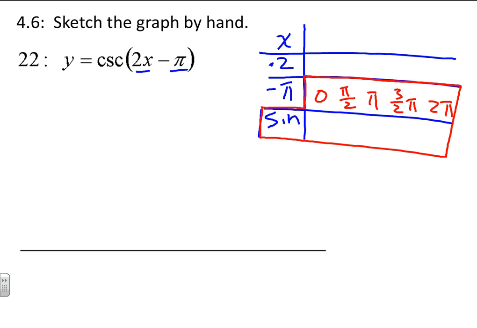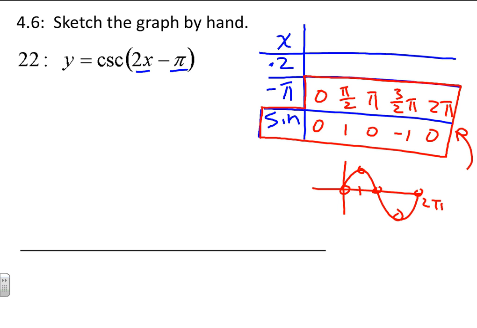Sine of 0, I'm thinking graph here. Right now I'm thinking about this. Sine of 0 is 0, sine of pi on 2 is 1, back to 0, back to -1, back to 0. I don't have that data memorized. I do have the chart memorized.